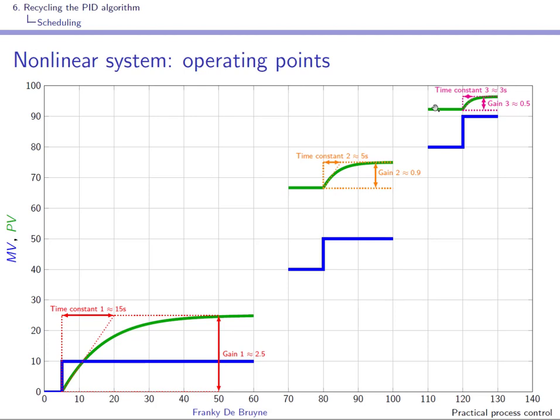As you can see, the behavior is very different around these three operating points, so you can expect different controllers, different control action around the different operating points, and it will achieve this using gain scheduling, so adaptation of the controller gain, and controller scheduling, so this is adaptation of all tuning parameters according to the operating point.